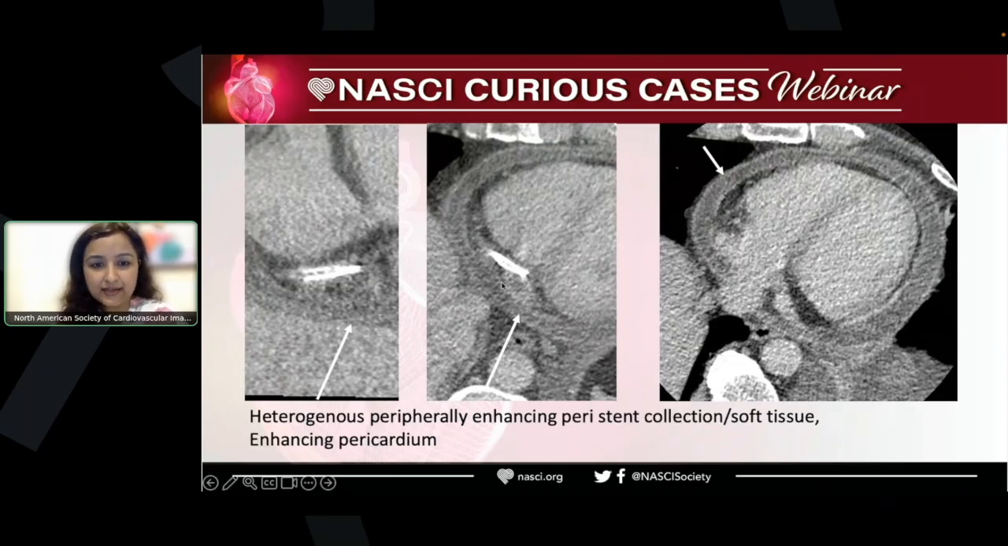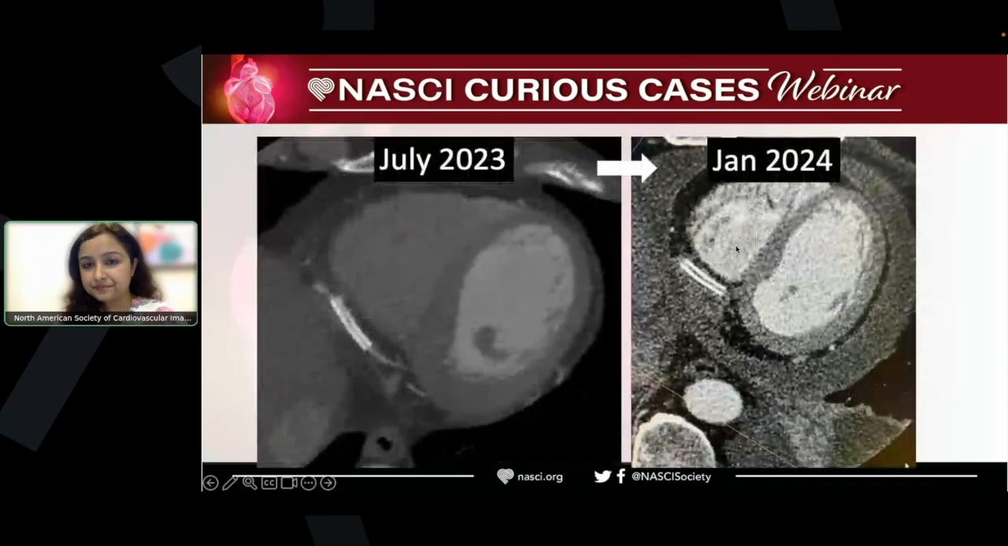And you can also appreciate this peripherally enhancing collection around the stent here. This is the peripheral enhancement, and then there is a collection. So it is not very neat. Initially, in the first CT scan, it was less, but in the current CT scan, the peristent hyperdensity has increased, and now it is actually a peripherally enhancing collection with enhancing pericardium. So this is the difference between the two CT scans that I showed.